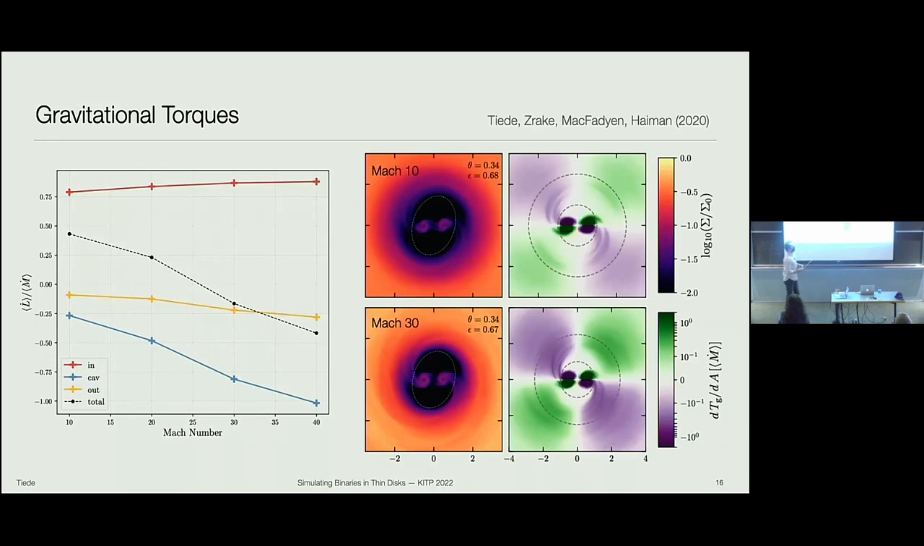And then as we go to thinner and thinner disks or higher and higher Mach number, what happens is the disk actually starts to pack more and more material into this characteristic egg shape, giving you stronger and stronger negative torques, and eventually switching the sign from positive and binary outspiral to negative and binary inspiral.